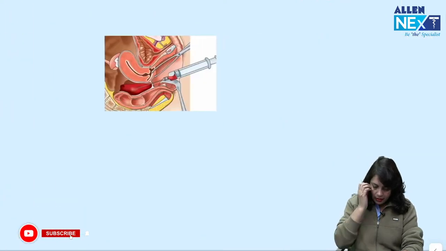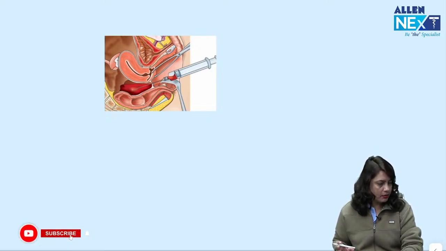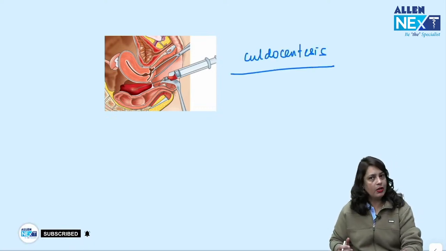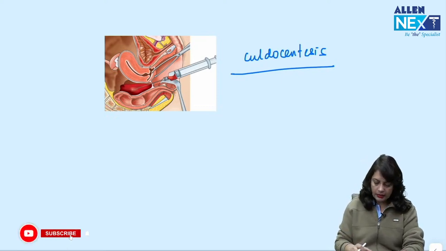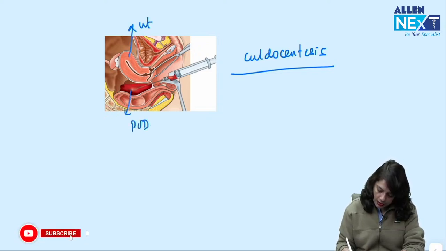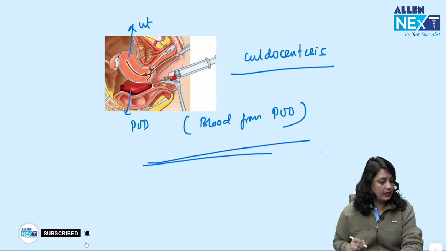Next. Now you have to identify what this image is showing. I am still discussing the topic of ectopic pregnancy. What is this image showing, friends? This image is showing culdocentesis. So you will be given a history like amenorrhea, pain, bleeding, maybe fainting, and this image is given. You can see this is the uterus, this is the pouch of Douglas, and in the syringe blood is aspirated from the pouch of Douglas. So this is culdocentesis. A diagnosis of ruptured ectopic pregnancy can be made.